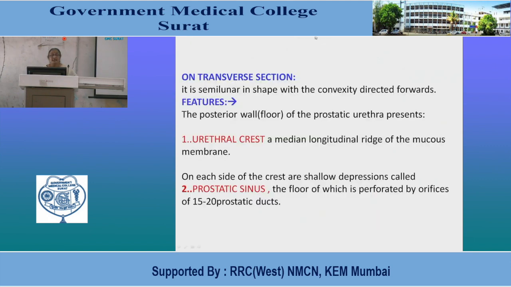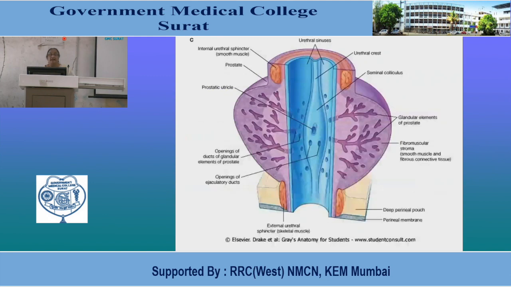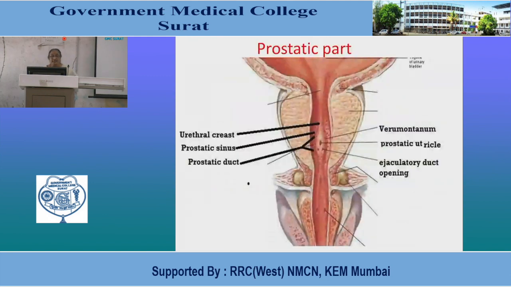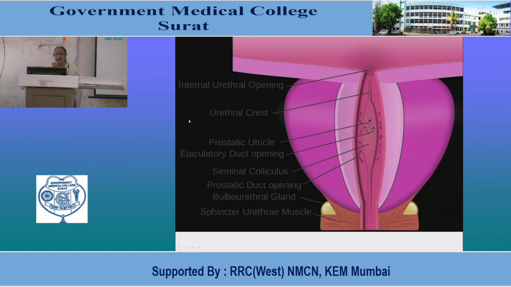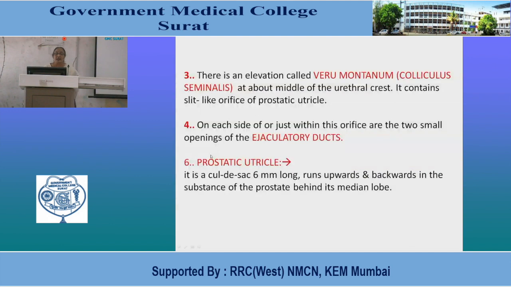Now number 3, a feature visualized in that prostatic part. You can see here the prostatic utricle and the verumontanum, we'll discuss. Now the urethral crest, the prostatic sinuses and the prostatic duct. Again in the diagram, the light color indicates the prostatic utricle, the seminal colliculus and the prostatic duct openings. Now the third structure that we have left behind, I told you we'll discuss it later on.